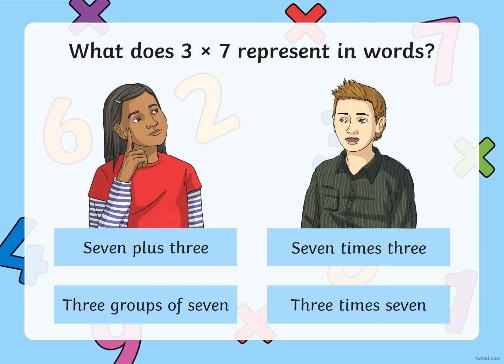What does 3 times 7 represent in words? 7 plus 3, 7 times 3, 3 groups of 7, 3 times 7.